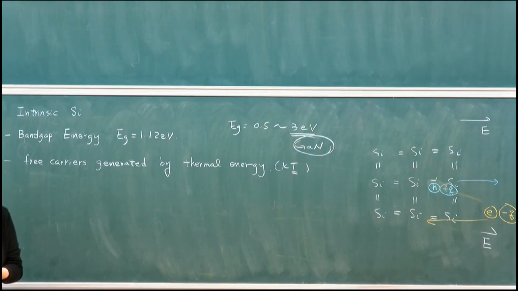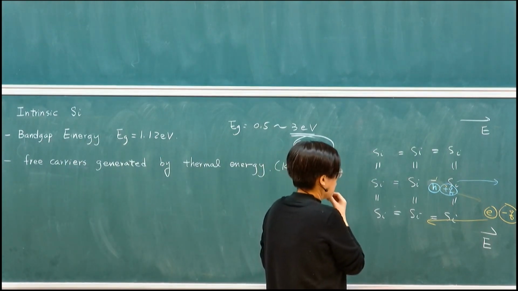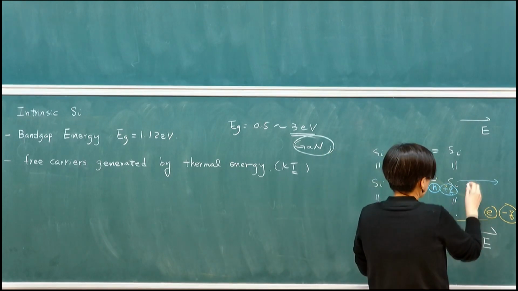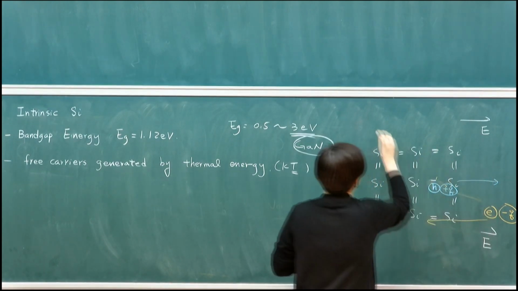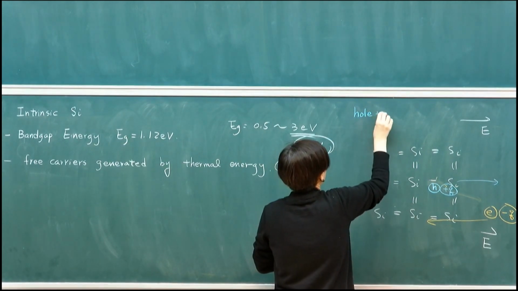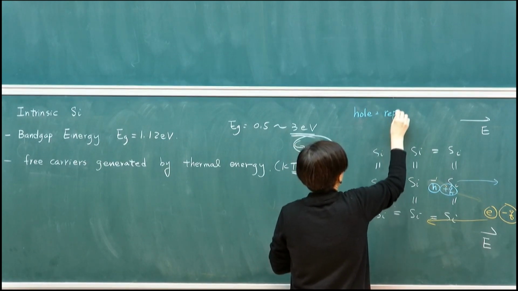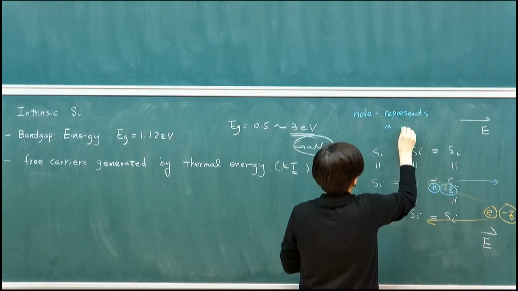So you would think, how does the seat move? It's an empty seat, called a vacant seat. The hole is actually, let me write it here, it represents a vacant seat.